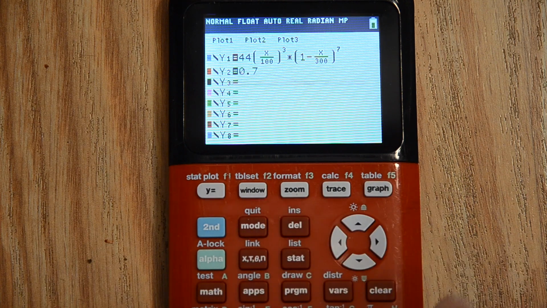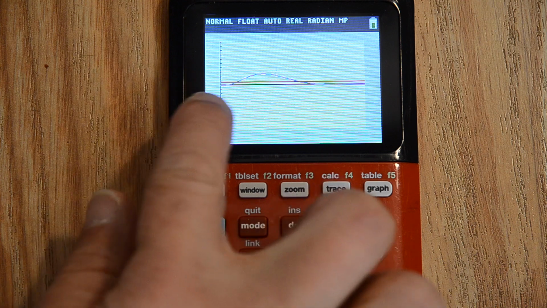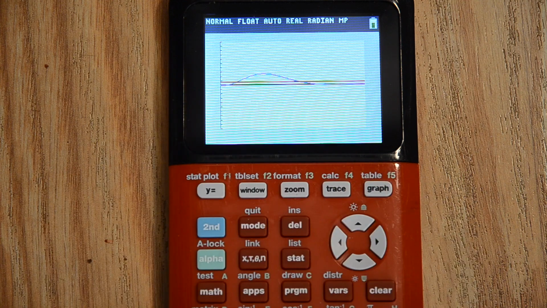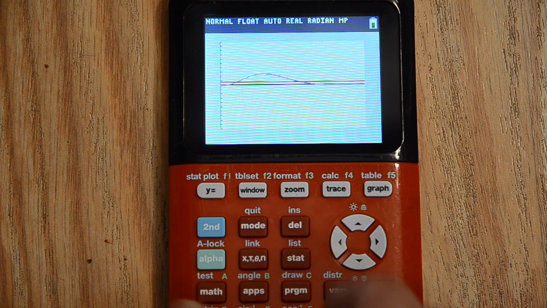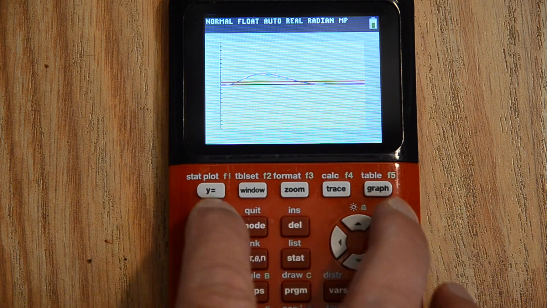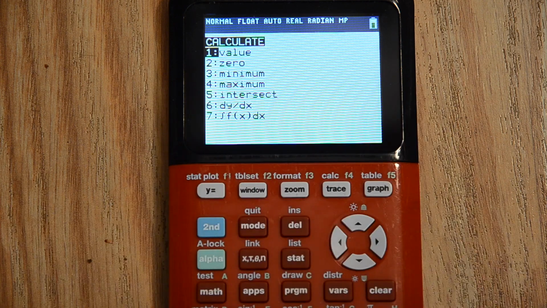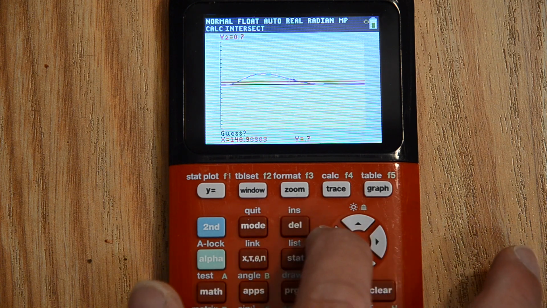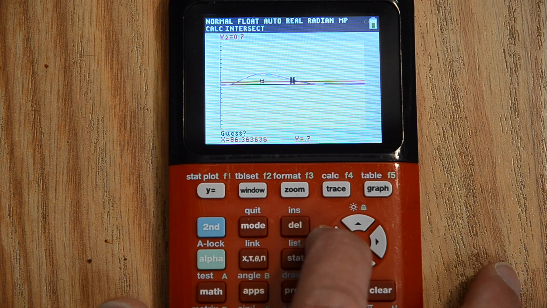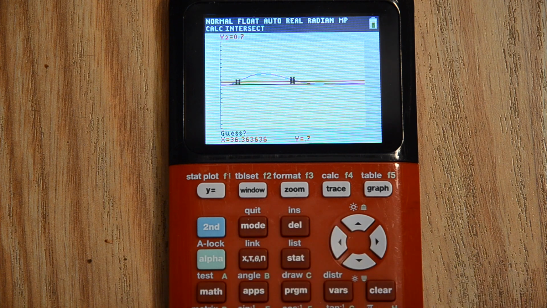My apologies. So here we have the function describing the rate at which people get on the ride. We have the red line, which is the rate at which people are getting off the line, since that was the derivative that we basically got for the derivative of the number of people in line. So we're going to find out where these intersection points are. So second, calculate. We're going to find the intersection between these two graphs. First curve, yes. Second curve, yes. And we're going to just simply need to get somewhat close to one of the two intersection points. Hit enter.